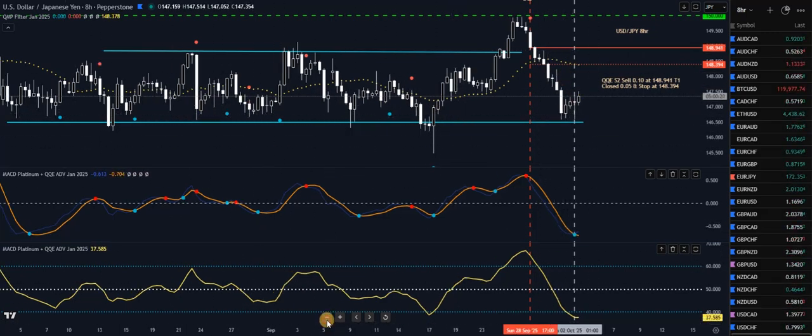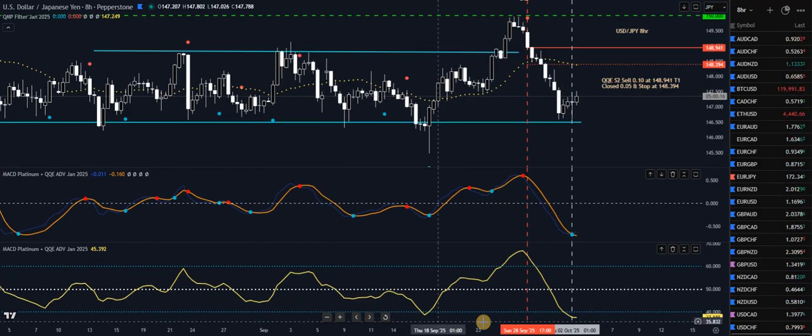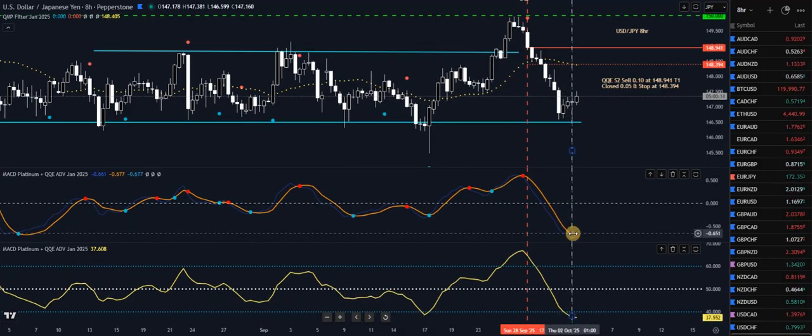In the meantime, we've got this big support level on price. How far does that go across? There we go. Big support level on price. QQE's below. There's a blue dot on the MACD platinum below the zero level. So we get a buy signal. We're taking that too.